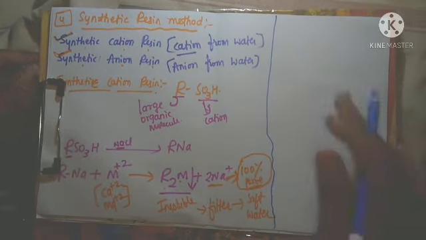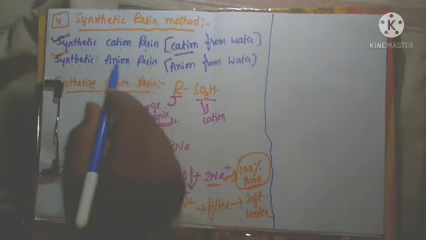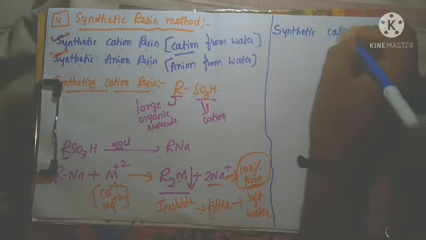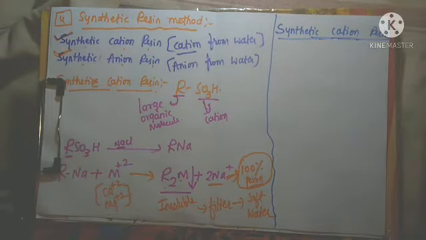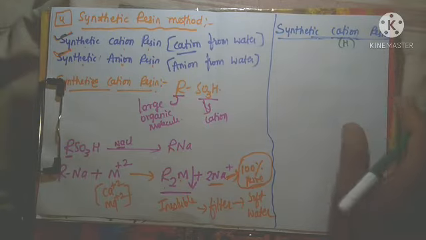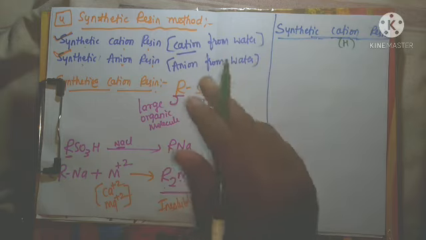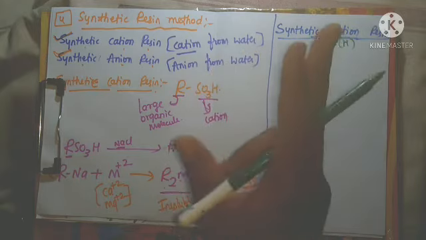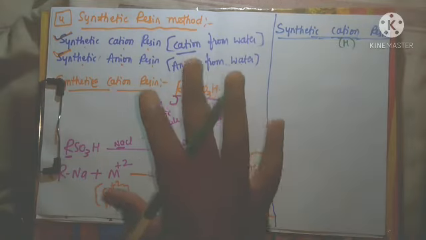Now just check. For getting more pure water, highly pure water, you have to use synthetic cation resin and synthetic anion resin. First, I will use synthetic cation resin. If you want to prepare highly pure water, the cation should be hydrogen. We don't want any other ion or any other element in the water. Only hydrogen and oxygen should be there, because the water formula is H2O. No other atom or element should be present in the water, then it is called highly pure.